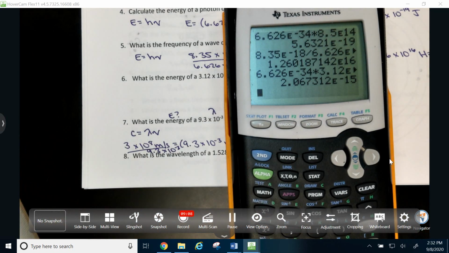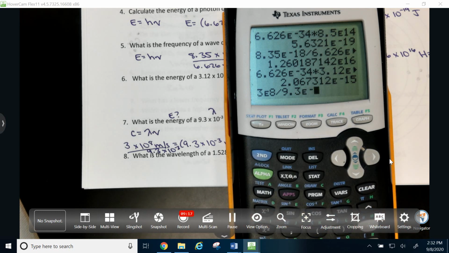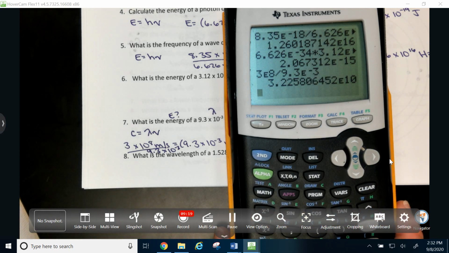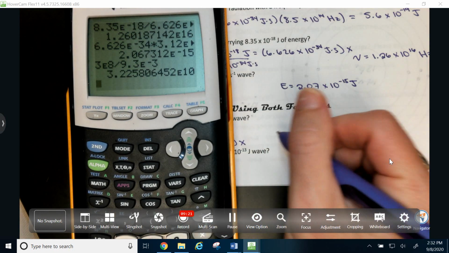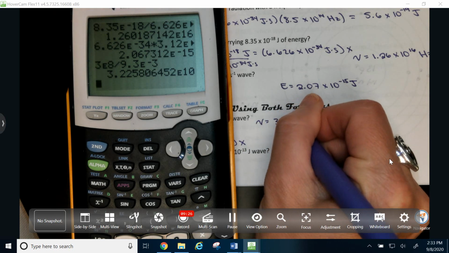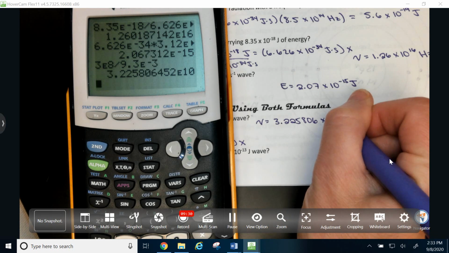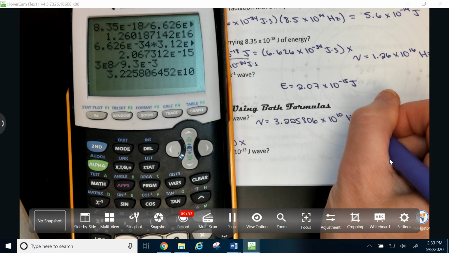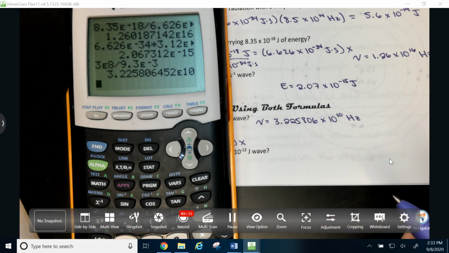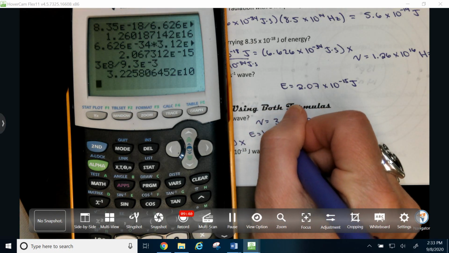So we'll take our 3 second E8. It's always going to be the speed of light divided by something else when using this formula. 9.3 second E negative 3. Now we're not going to round to sig figs yet. We don't round to sig figs until the very end. So our frequency is 3.225806. You don't have to write down all the numbers. Times 10 to the 10 hertz. Once you get the frequency, you can go ahead and use the energy formula to solve for the energy.